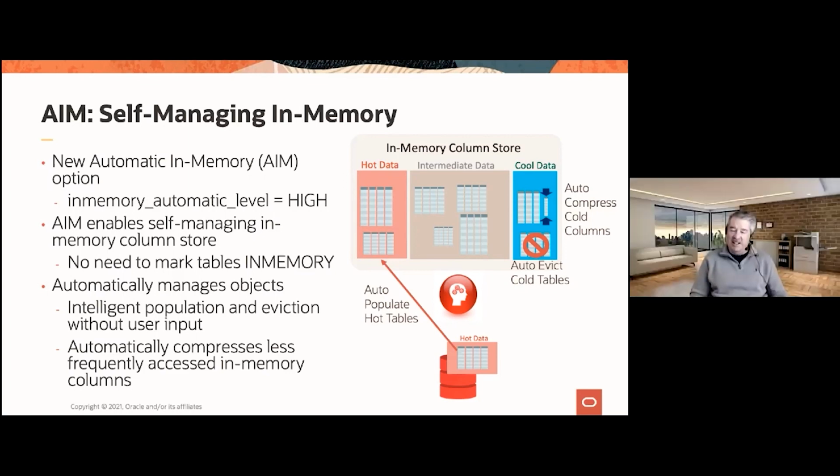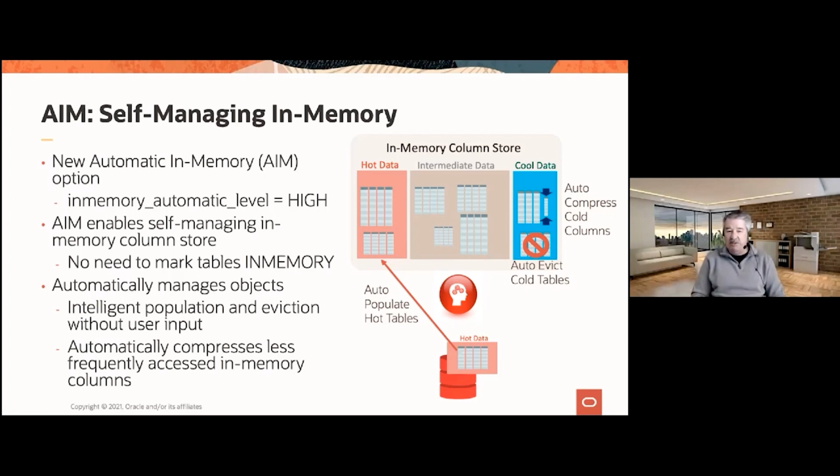So we introduced Automatic In-Memory with 18c, and we actually had Automatic Data Optimization in 12c too. We think of this as a journey we've taken to automatically manage the column store. It's kind of funny because we've always said the column store is a store, not a cache, because we populate the entire object.